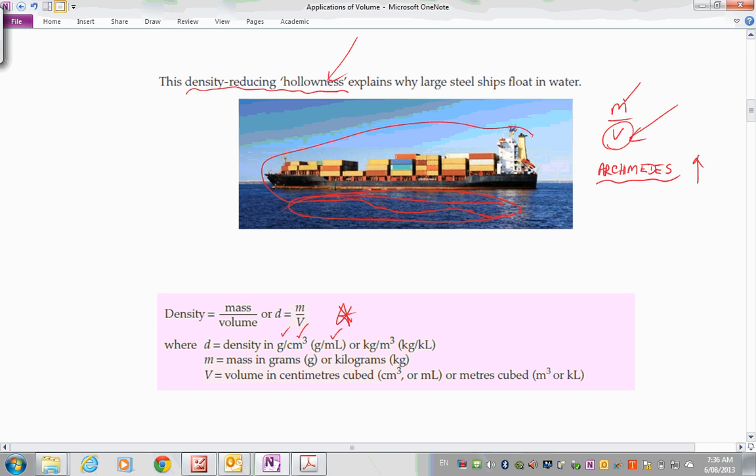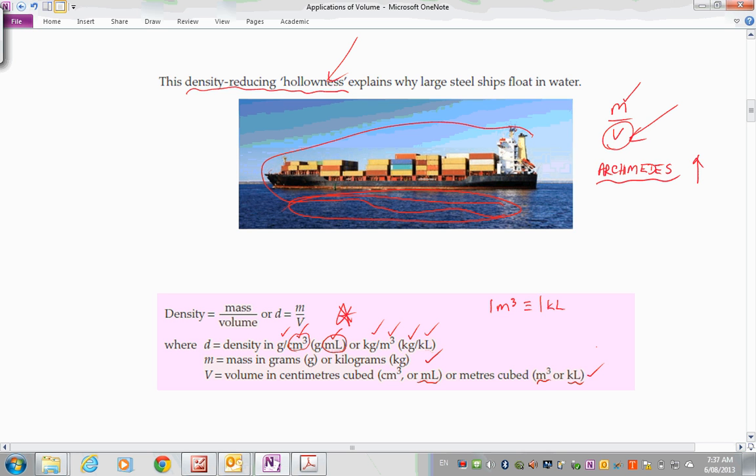And because 1 centimetre cubed has a capacity of 1 millilitre, or a kilogram per metre cubed if it's bigger, like boats, or kilograms per kilolitre. Remember, 1 metre cubed is equivalent to 1 kilolitre. Okay, 1 cubic metre holds or has a capacity of 1 kilolitre. So the mass is in grams or kilograms, and the volume is in centimetre cubed or capacity, millilitres, or metres cubed, and the capacity of kilolitres.